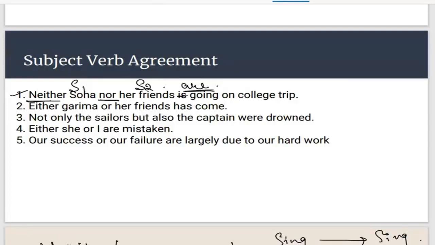I hope this is clear to all of you. Yes. Now have a look at sentence number 2 and try it on your own. Either Garima or her friends has come. Very good. In this sentence, has will be replaced with have, because either or has been used as the conjunction. The first subject is Garima, the second subject is her friends. Again, friends is plural here, so we will be using a plural verb. Very good.